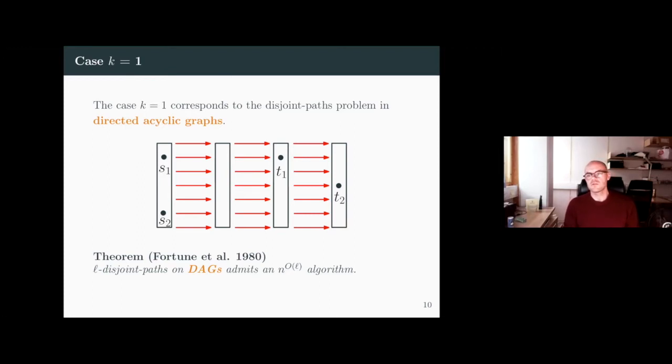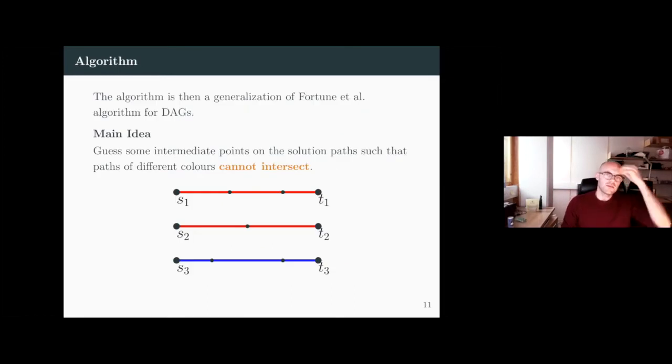All right, so we have the case k equal to 1, and now the question is, how do we go from 2 to 1? The algorithm basically will be a generalization of Fortune's algorithm for DAGs. Probably many of you have seen it. For a lot of people, it's basically dynamic programming, so they don't present it the same way. In the paper I present it differently, because I find it a bit nicer. But that's the only thing I will say about it: it's a very nice but very simple algorithm.